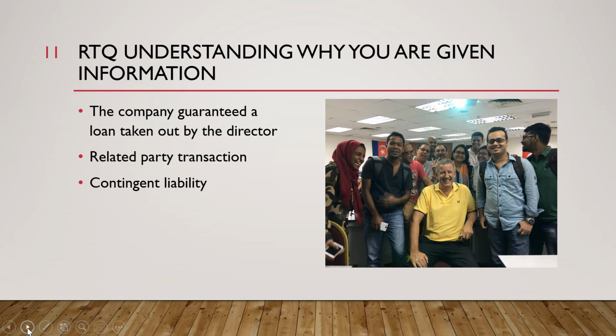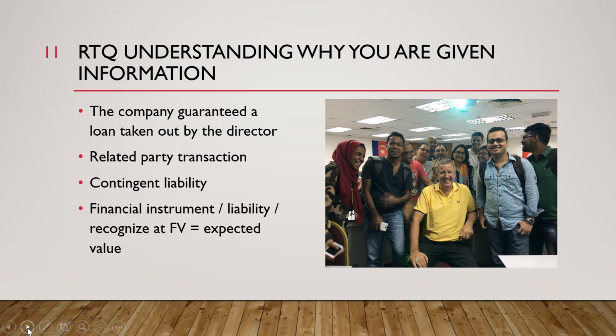But actually, in giving that guarantee, the company's entered into a financial instrument. And financial instruments have to be recognized at fair value. You can come up with an expected value, a measure of the company's responsibilities here. If the director has taken out a personal loan of 100 million, and we've guaranteed that, and there's a 5% chance that the company would have to meet that obligation if the director defaulted, you could say the expected value and therefore the fair value is 5 million. And IFRS 9 takes that approach. So it's really important you understand why you're given the information.